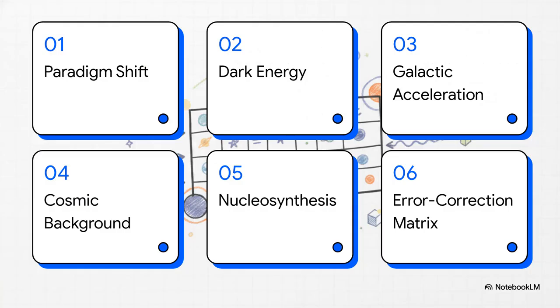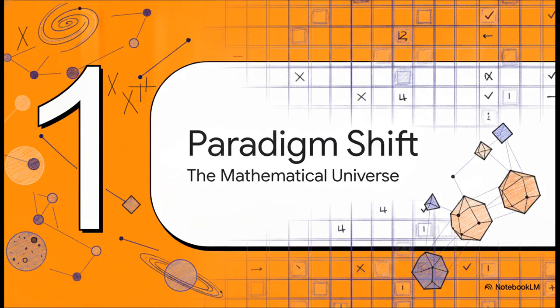So here's our syllabus for today's tutorial. We're going to cover: 1. The mathematical paradigm shift, 2. Resolving dark energy algebraically, 3. Calculating galactic acceleration constraints, 4. The geometry of the cosmic background, 5. Big Bang nucleosynthesis yields, and finally, the universal error correction matrix. We're going to unpack these equations step by step to show exactly how this framework operates. All right, let's start with section 1, the mathematical paradigm shift.